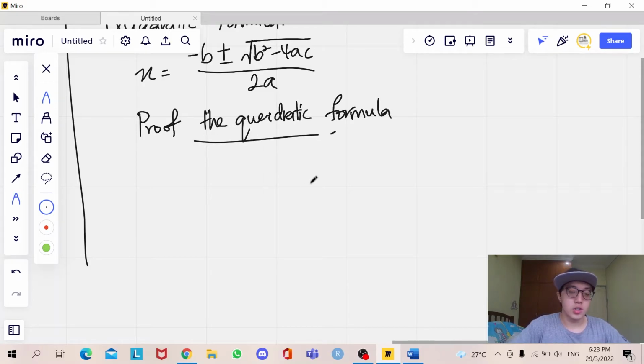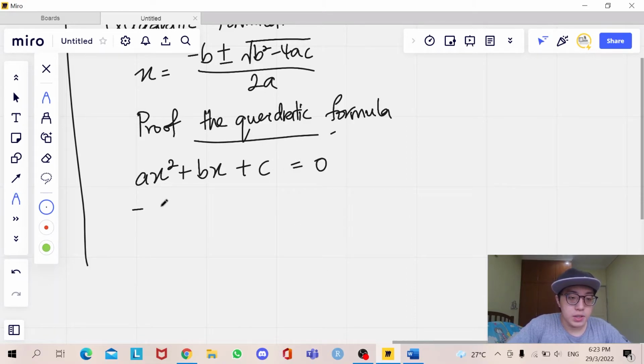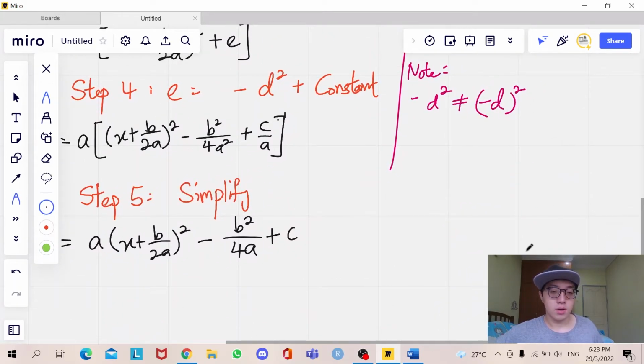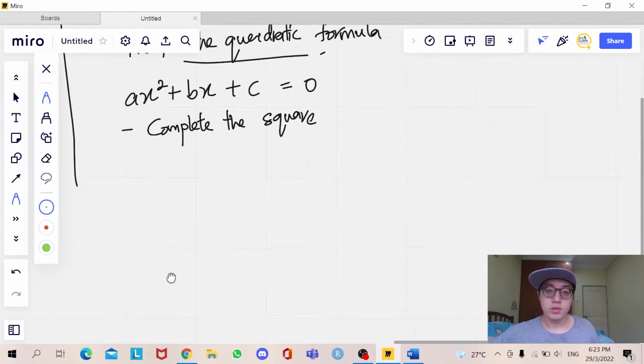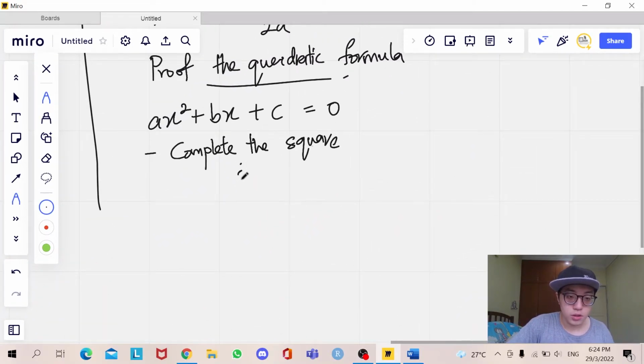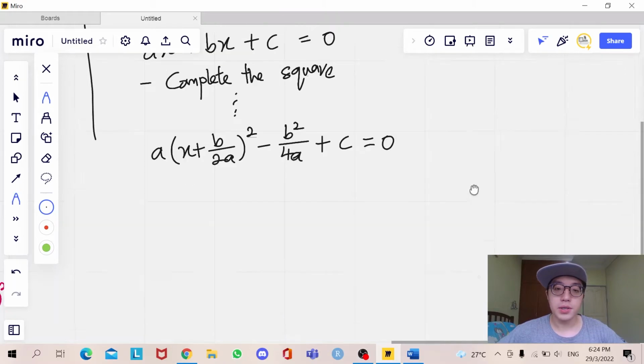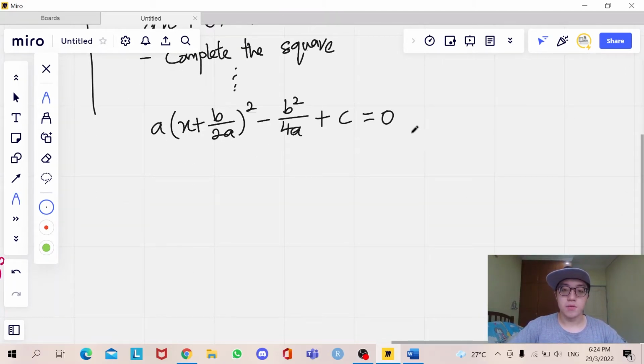From ax squared plus bx plus c equals 0, we are going to first complete the square. From the part just now, by completing the square, we get this. You can try to do it yourself at home. a times x plus b over 2a, squared, minus b squared over 4a, plus c is equal to 0. From here, we need to make x the subject.